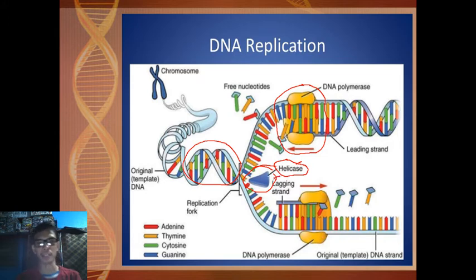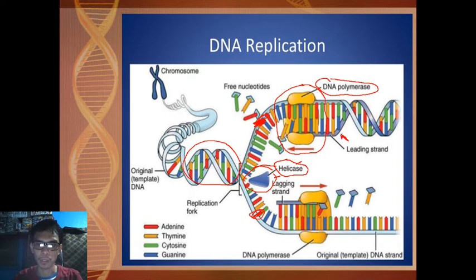This helicase cuts open, or separates, the double-stranded DNA into the single strands that we have right here. So it separates the double-stranded DNA into single strands. Right, so that's the helicase. Then we have your DNA polymerase. The DNA polymerase is the one that creates the daughter strand that we have right here.